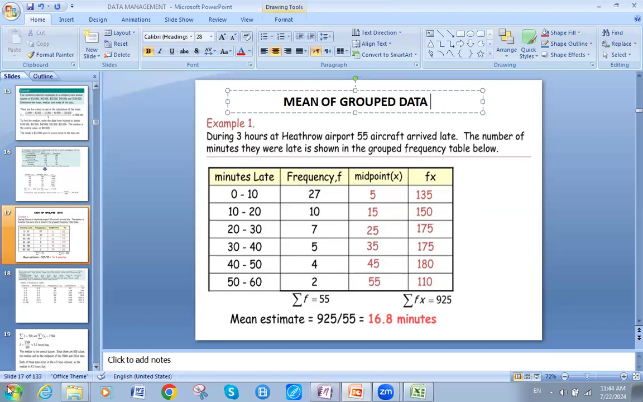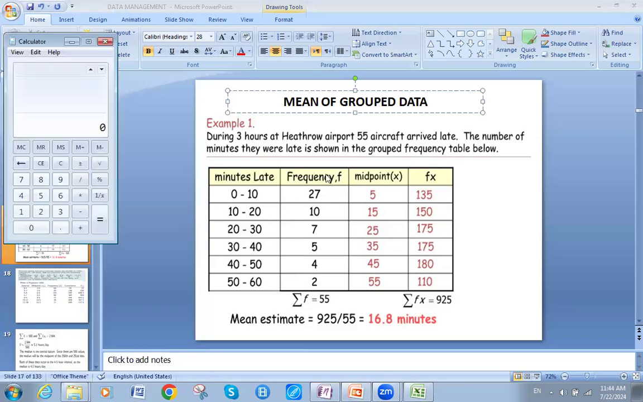Let us do it with the calculator here. 27 plus 10 plus 7. This is the frequency, meaning how many times. Plus 5 plus 4 plus 2 will equal 55. So the sum of the frequencies is 55. What do we mean by the frequency? By this line, 27, we see that there are 55 airplanes that arrived late. Those are all the frequencies of the 55 planes that arrived late.